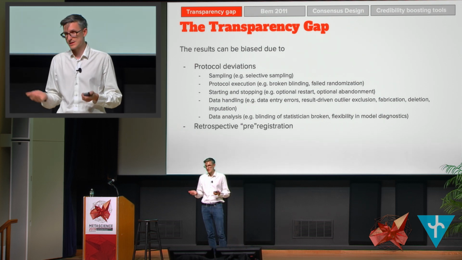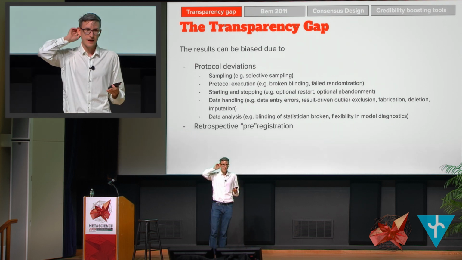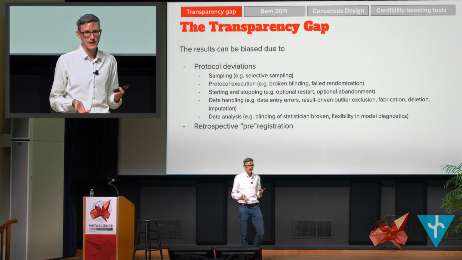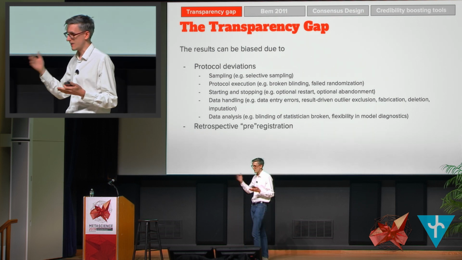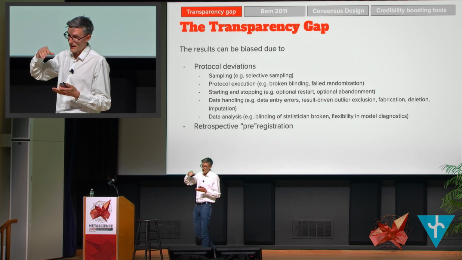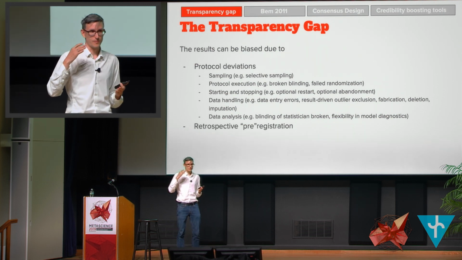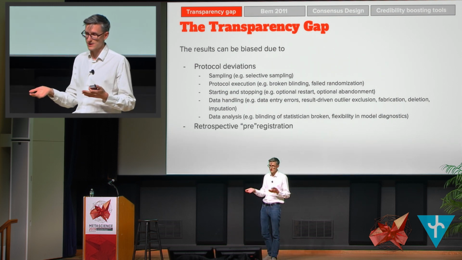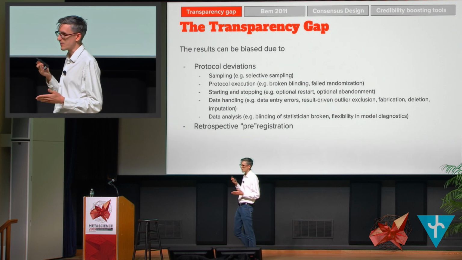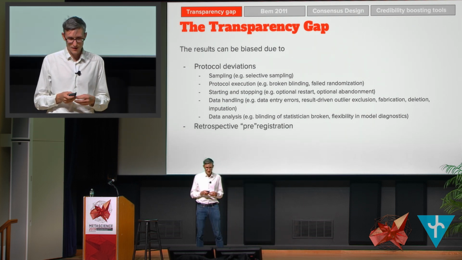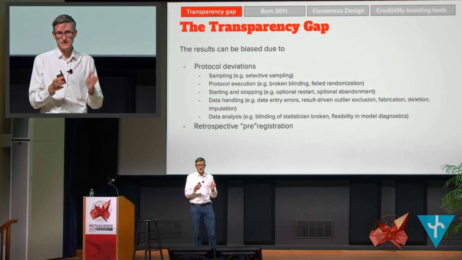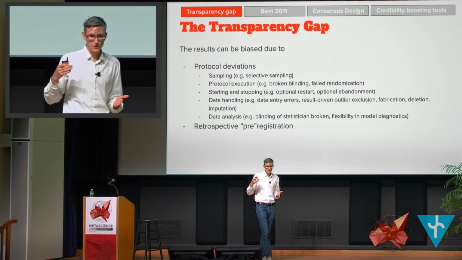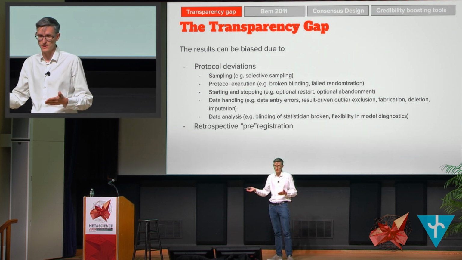And a lot of things, of course, can go wrong during the data handling process, starting from mild things that would only increase noise, like data entry errors, but spanning to very influential bias, like fabrication, result-driven outlier exclusion, deletion, or imputation of data. All of these things we are completely blind about right now, and we only know about them if the authors have the courtesy of sharing these protocol deviations with us.